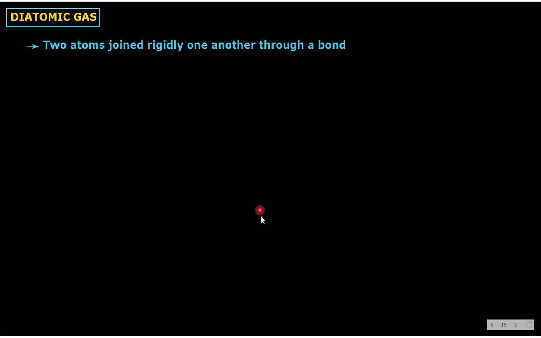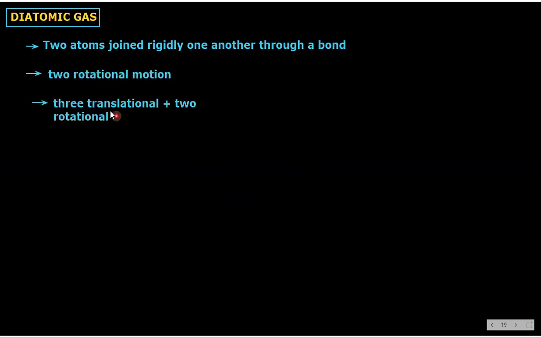Next one is diatomic gas. In diatomic gas, 2 atoms join rigidly to one another through a bond. How many atoms? 2 atoms. Monatomic has 1 atom, here it is 2 atoms joined through a bond. 3 translational plus 2 rotational motions, and that's why you have 5 degrees of freedom. For example, hydrogen, oxygen, and you can see the diagram.